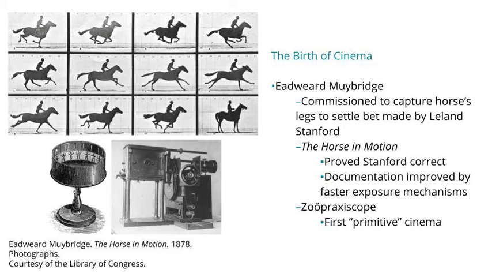So they set up a series of cameras to take images in rapid succession of a horse as it runs, and then put all of those images together. And this actually ended up accidentally making the first ever film. It's called The Horse in Motion, and it proved Stanford correct.